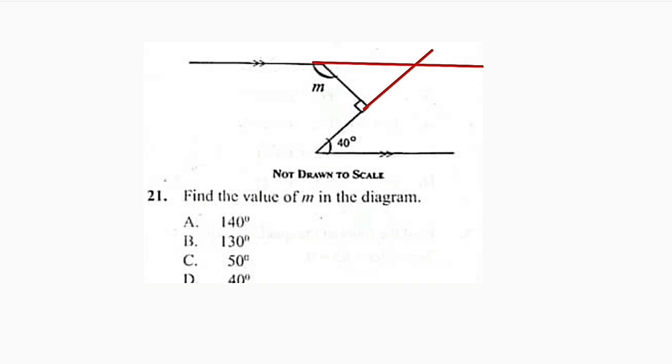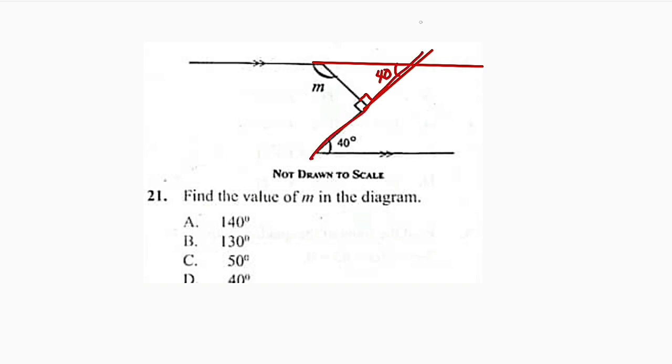So we have a transversal line. And observe that this is a right angle, which is 90 degrees, an angle on a straight line equal to 180. Hence, this will be 90 as well. And since this line and this line are parallel, and this angle is equal to 40 degrees, this angle right here must be 40. Why?